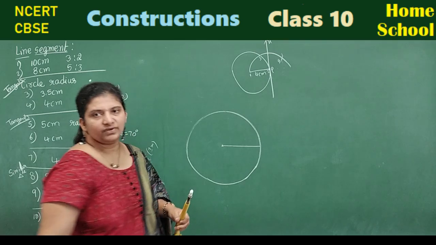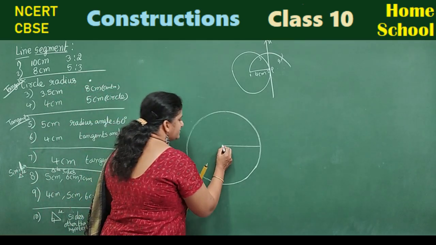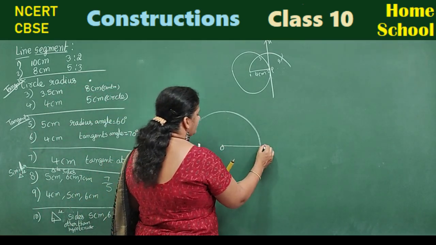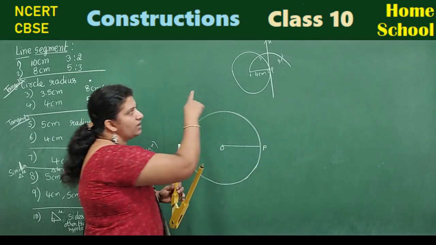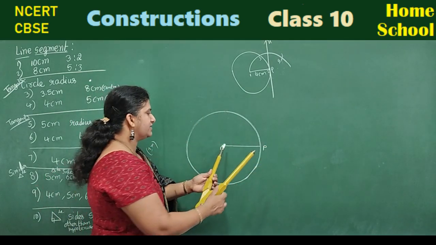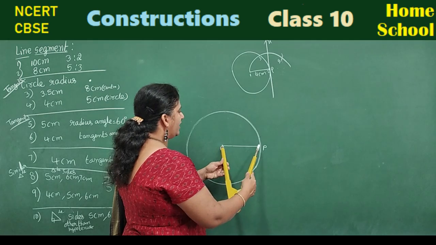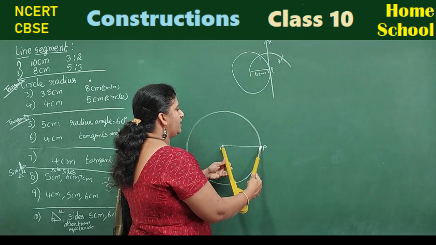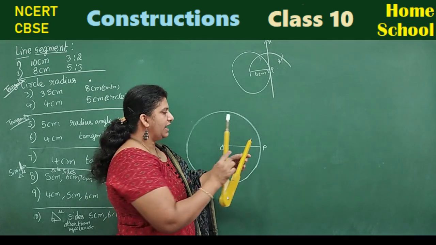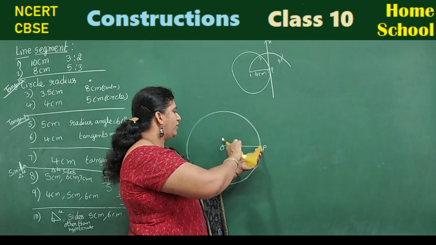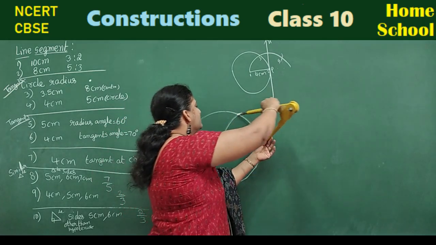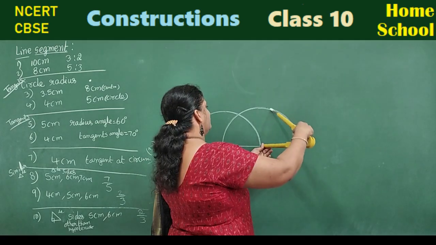Okay, we got a radius. This is the center O, and mark this point as P. Observe carefully. First, put the point at the center and draw a circle. Now lift the compass, put the point here, and draw a semicircle.